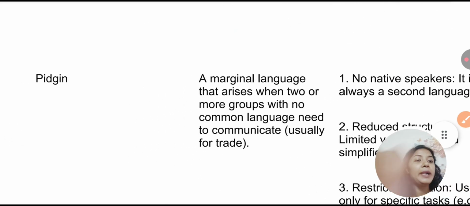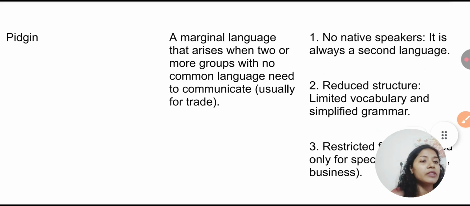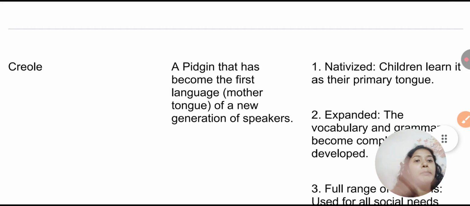Then we have Pidgin. Just understand what is Pidgin. Pidgin is a marginal language where there is no connection, no native speakers. There is only limited words and sentences that you use to communicate. Then we have Creole. Creole is a pidgin, Creole ko pidgin bhi you can say. So a pidgin that has become the first language.